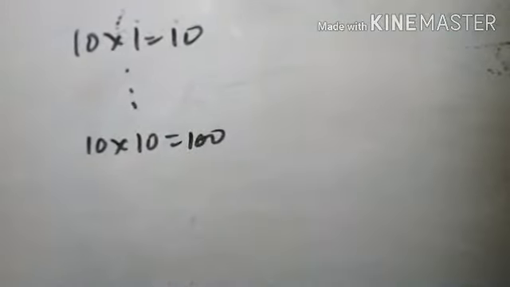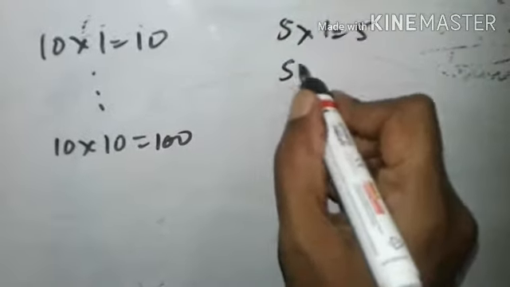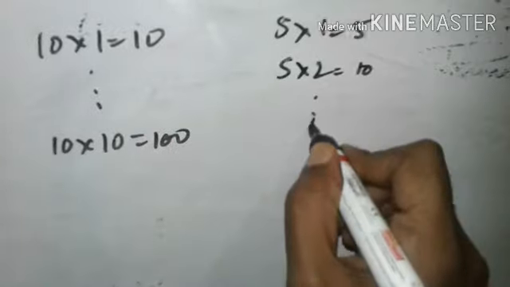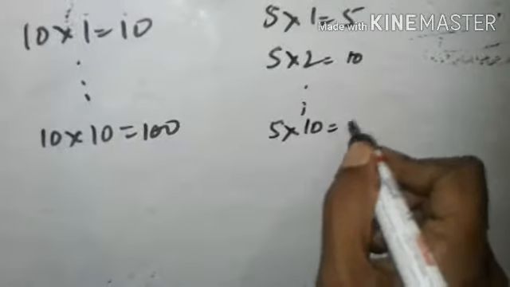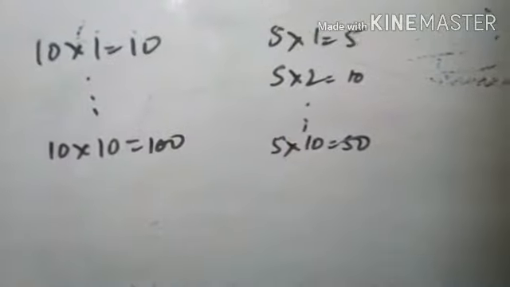Then comes the 5. 5 cross 1 is equal to 5. 5 into 2 is equal to 10. Up to 5 into 10 is equal to 50. So this is the half of this. Okay, so let's discuss about it later.